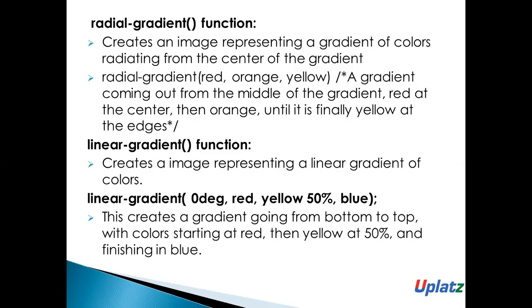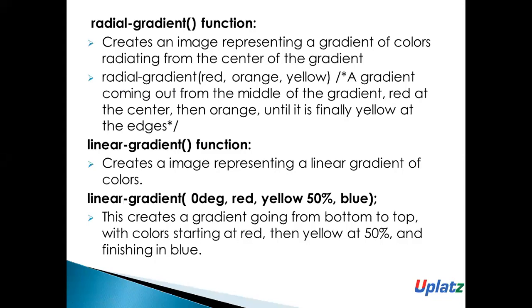So next is the radial-gradient function. It will create an image representing a gradient of colors from the center of the gradient. So the radial gradient would be red, orange, yellow, coming out from the middle, then orange, and finally yellow at the edges. That would be the radial-gradient function.